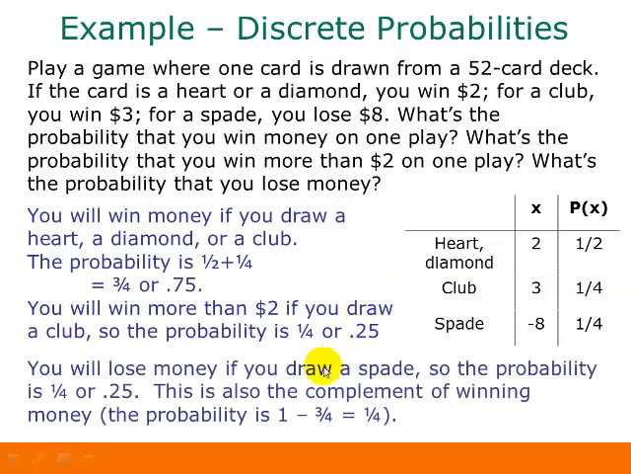And finally, what's the probability that you lose money? You'll lose money if you draw a spade, so the probability again is 1/4 or 0.25. Now notice that this is also the complement of winning money. You're either going to win money or you're going to lose money in this game. So losing money is the complement of winning money. We already found the probability of winning money was 3/4 or 0.75. So we could find this probability by subtracting that value from 1, and we'd get the same answer as we got by finding the probability directly.